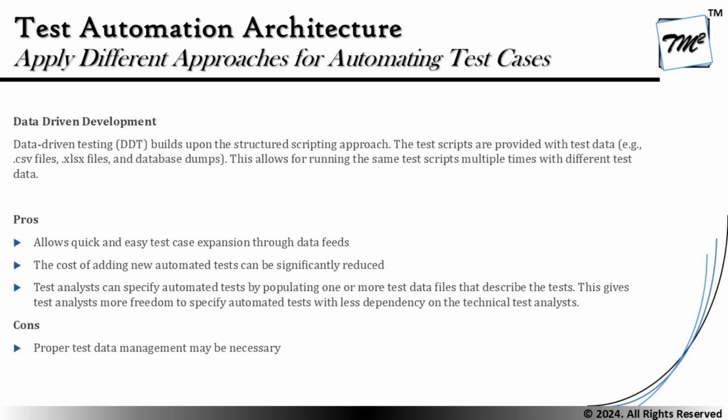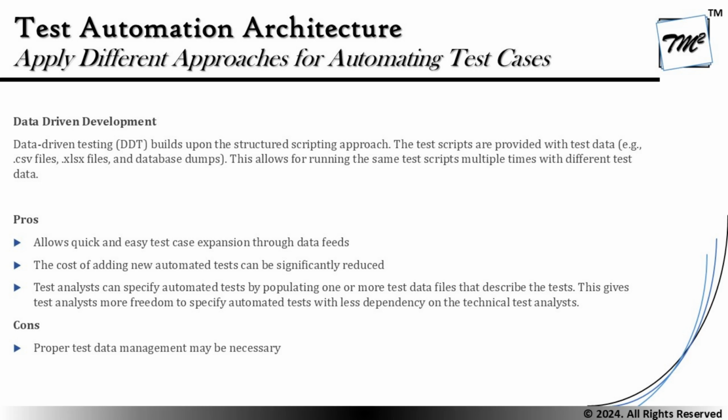So let's go to the pros and cons. The pros talk about allowing quick and easy test case expansion through the data feeds. The cost of adding new automated tests can be significantly reduced because now we don't have to copy paste script multiple times to run with different set of data. I can use the single set of instruction to run it with multiple set of data. The analyst can specify automated tests by populating one or more test data files that describe the test, and this gives test analysts more freedom to specify automated tests with less dependency on the technical test analyst.